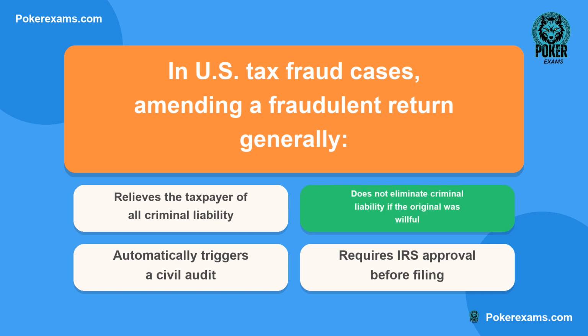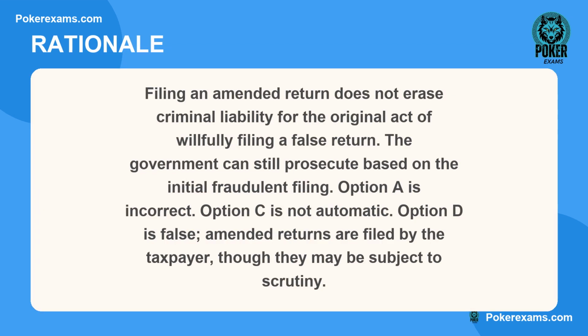The correct answer is B. Here is why. Filing an amended return does not erase criminal liability for the original act of willfully filing a false return. The government can still prosecute based on the initial fraudulent filing. Option A is incorrect. Option C is not automatic. Option D is false. Amended returns are filed by the taxpayer, though they may be subject to scrutiny.